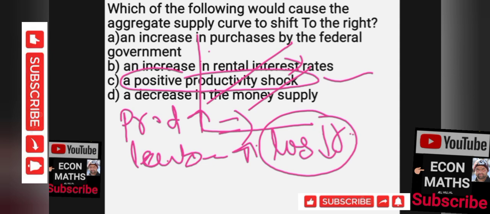Similarly, if there is a negative productivity shock, then the aggregate supply will shift to the left. This will be caused by the increase in the wage rate of the labor. So in this case, a positive productivity shock like an increase in the labor efficiency will decrease the labor costs, which will shift the supply curve to the right. So the correct option to this question is a positive productivity shock.